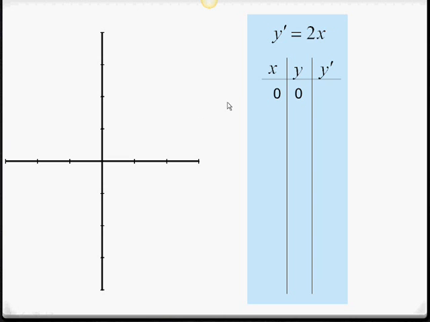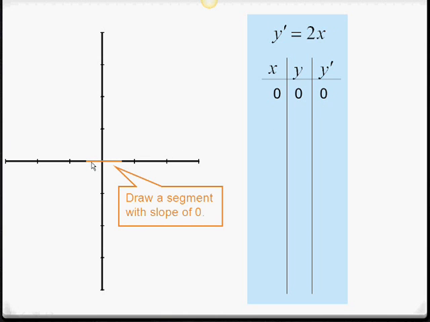So my first one is 0, 0. If I put 0, 0 into my derivative, I don't have a y value to put in, so I'm only going to put 0 in for x. 2 times 0 is 0. So what that means is that at the point 0, 0, my slope, derivative, is 0. And you can see over here that we're just going to draw a very short little hash with a slope of 0 at that place 0, 0.